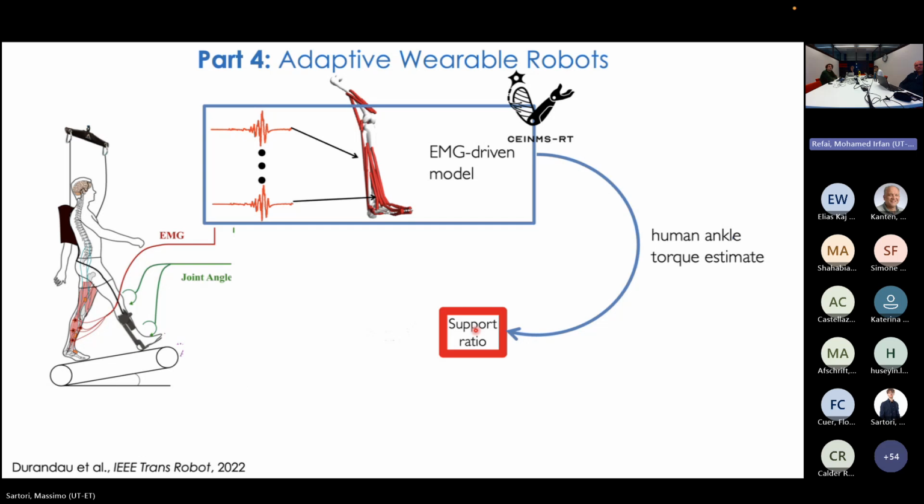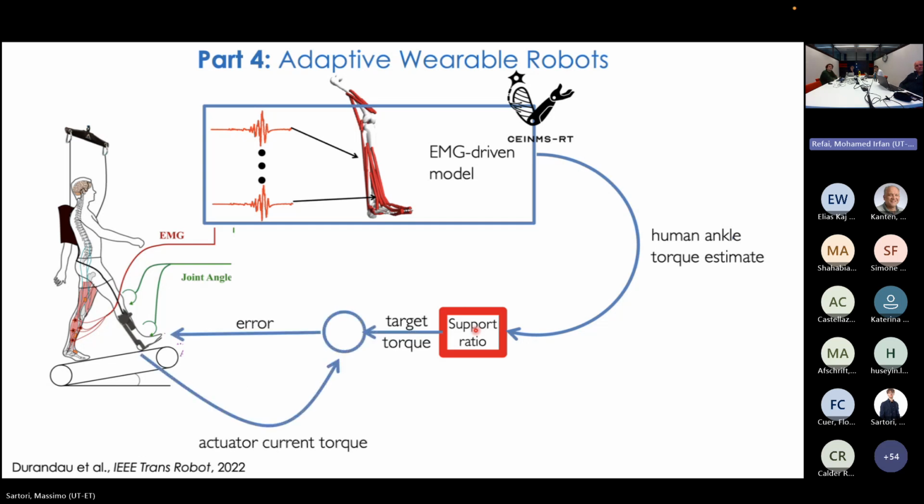So if the support ratio is 0.4, only 40% of the biological torque needs to be tracked. And this support ratio is used to implement a simple PD or PID controller. Basically, this scaled biological torque becomes the target torque. And then the error between the current torque exerted by the exoskeleton and the target torque is used to implement a feedback controller. And so this simple control scheme allows you to implement myoelectric proportional torque control in a variety of devices.